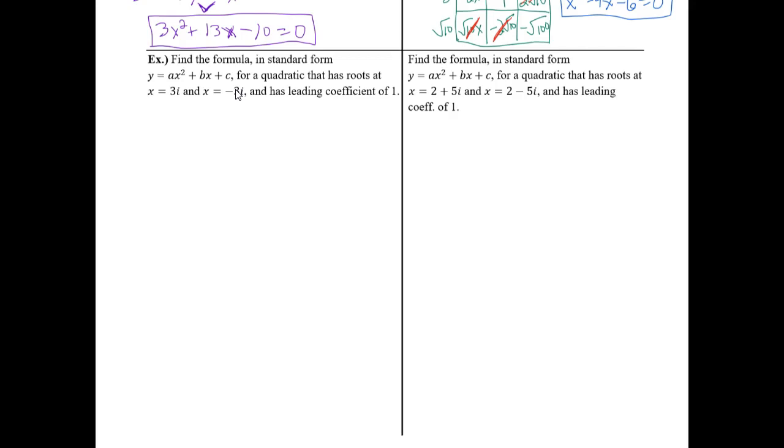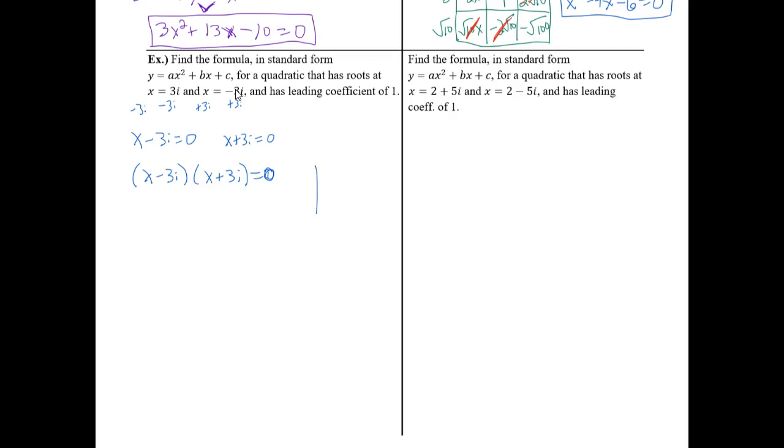So again, starting with that x equals 3i, we have to get everything on one side and set it equal to 0. So now this says x minus 3i equals 0 or x plus 3i equals 0. Working that zero product property in reverse, these are the factors in our quadratic equation. And to get it in our standard form, we need to multiply that out.